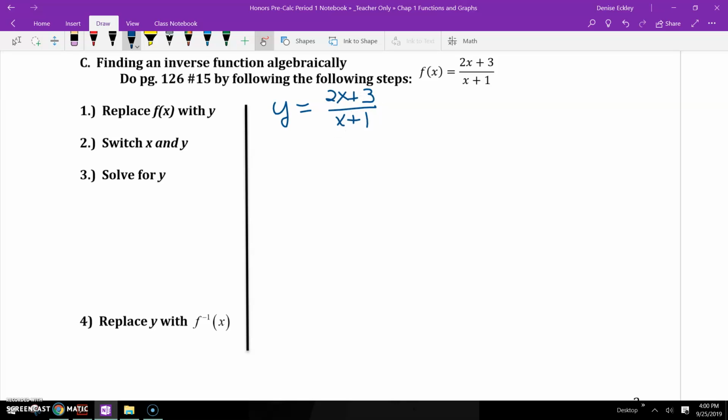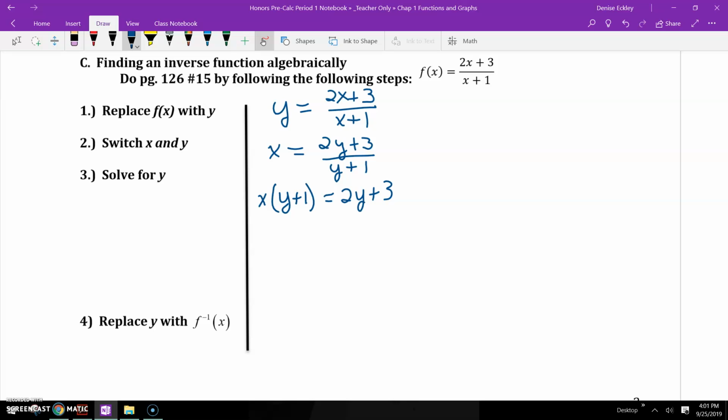Next, we are to switch x and y. So we get x equals (2y plus 3) over (y plus 1). Then we're supposed to solve for y. So there's just a little bit of algebra involved. I'm going to multiply both sides by y plus 1. So I'll have x times, in parentheses, y plus 1, and that's going to equal 2y plus 3.